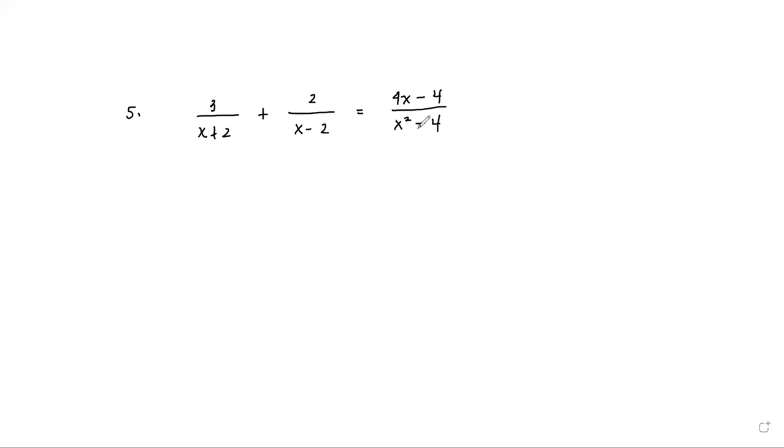Now, if we factor x squared minus 4, it is (x + 2) times (x - 2), because this is a difference of two squares. Which means we shall multiply both sides of this equation by the LCD, and in this case, the LCD is (x + 2)(x - 2).